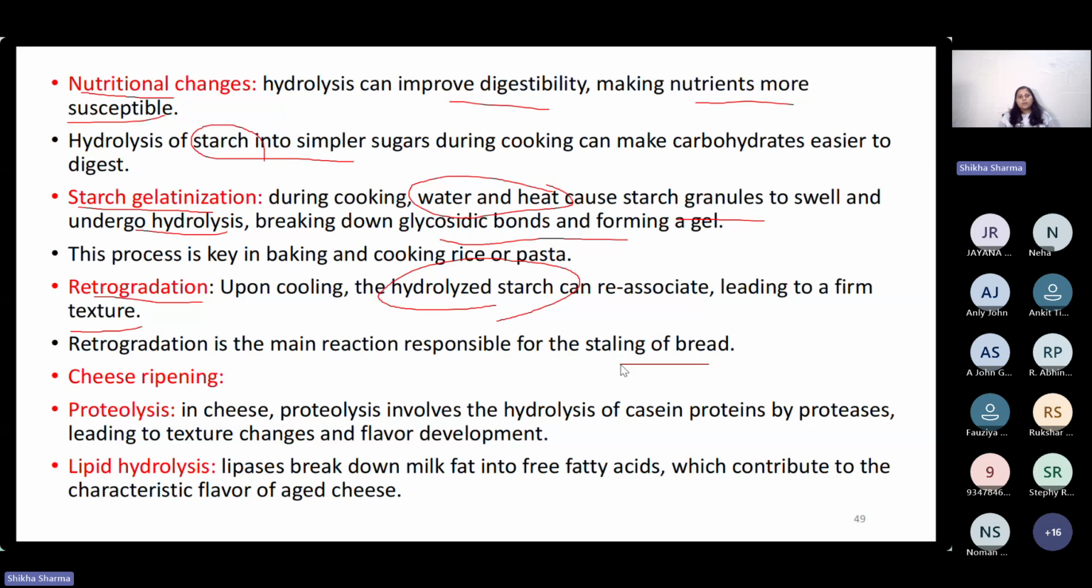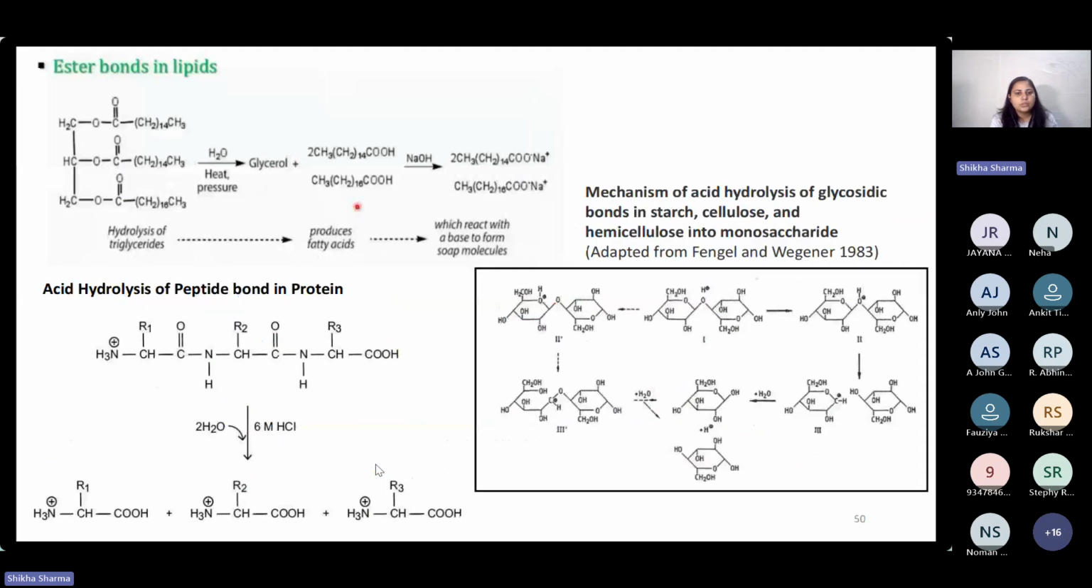And in cheese ripening also, we can see hydrolysis like proteolysis and lipid hydrolysis. Cheese can undergo proteolysis, like the casein proteins can hydrolyze with the help of proteases, and the texture and the flavor can change. In lipid hydrolysis, basically lipases break down the milk fat into free fatty acids, and it can contribute to the aged flavor of the cheese.